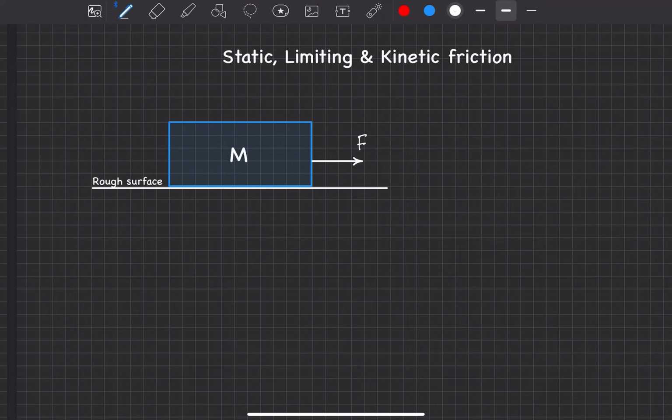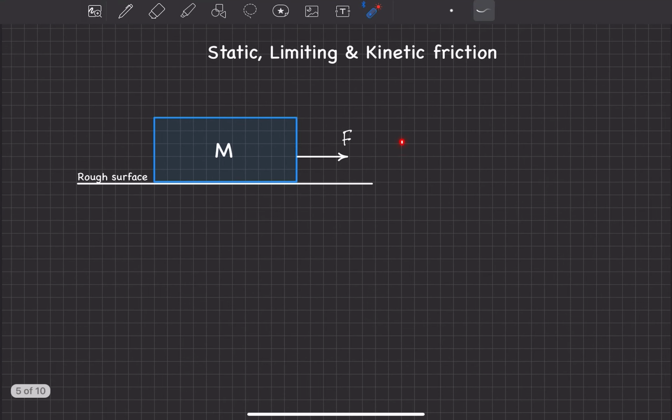Now, if I increase the value of F starting from 0, meaning if I don't apply any force, then the block won't move, right? But let's start increasing. I apply a force of, let's say, 1 Newton and I see that the block is not moving. Then I increase my force to 2 Newton, then 3 Newton and so on. I kept on increasing my force, but it did not move. At exactly 10 Newton, I observed that the block just starts to move.